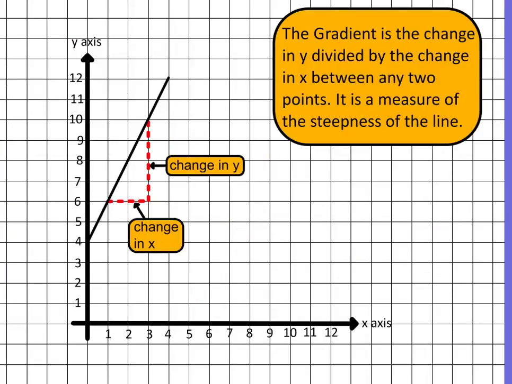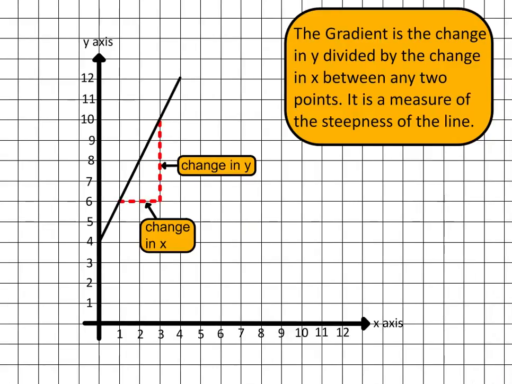Now, all these lines have different steepnesses, and the steepness of a line is known as the gradient. The definition of the gradient is the change in y divided by the change in x between any 2 points. Let's have a look at what the gradient of this line is. We've taken this point here and this point here, and the change up, or the change in y, is 4, and the change across, the change in x, is 2. So the gradient of this line is 4 divided by 2, which is 2. This line has a steepness of 2.